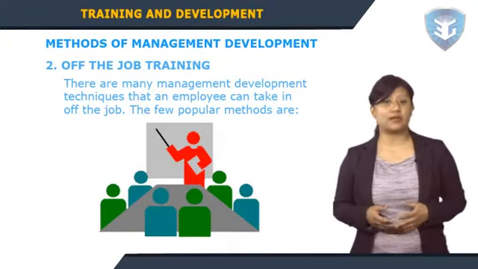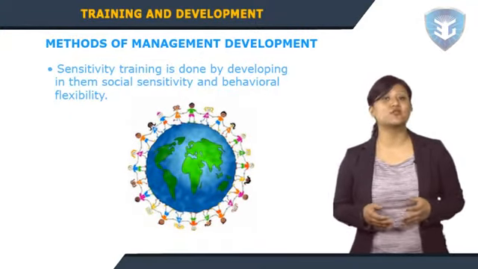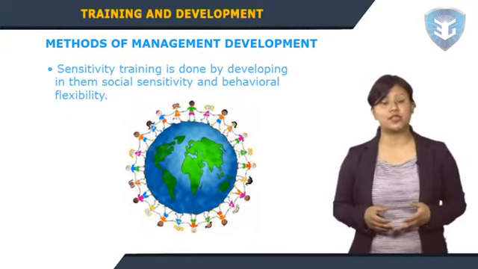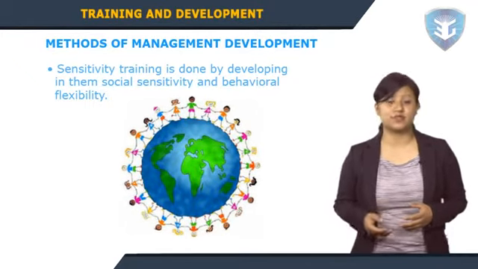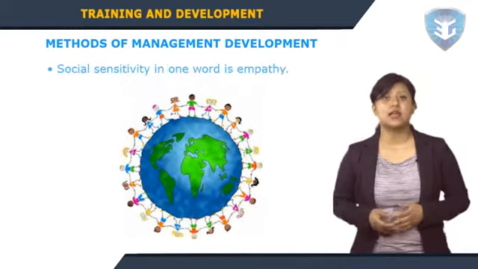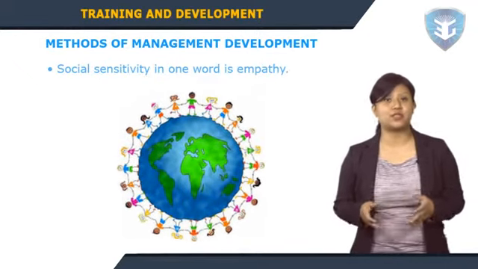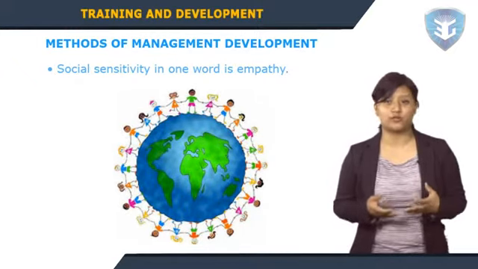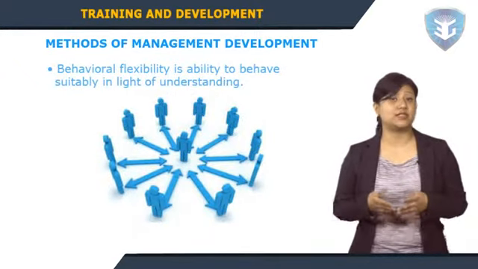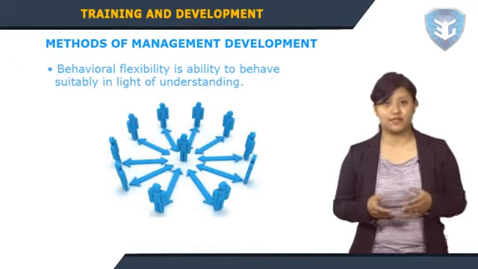The few popular methods are: sensitivity training, which is about making people understand themselves and others reasonably, done by developing in them social sensitivity and behavioral flexibility. Social sensitivity, in one word, is empathy. It is the ability of an individual to sense what others feel and think from their own point of view. Behavioral flexibility is the ability to behave suitably in light of understanding.